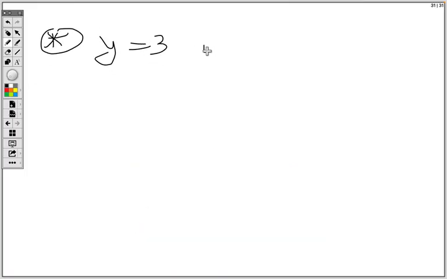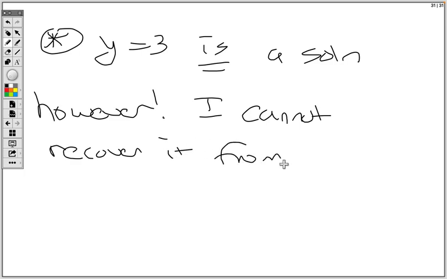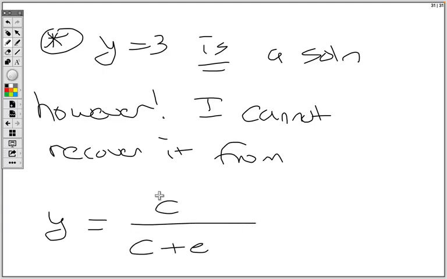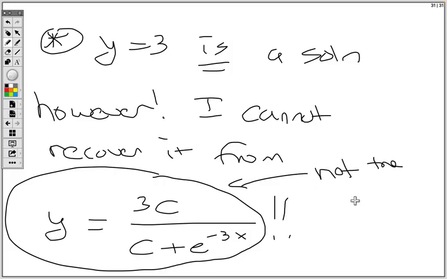So y equals 3 is a solution. However, I cannot recover it from this family. So even though this family captures infinitely many solutions, it does not capture them all. So this is not the general solution. We've missed at least one.